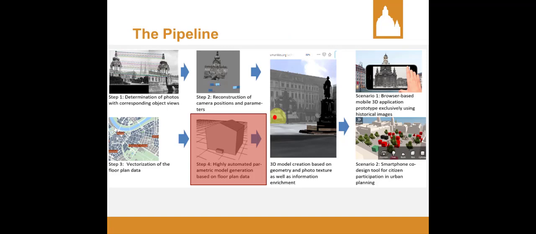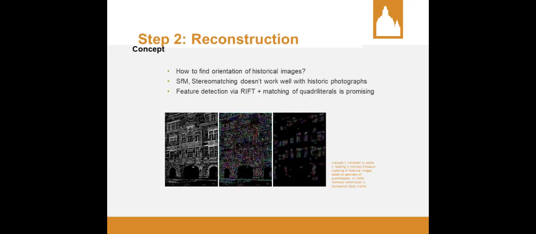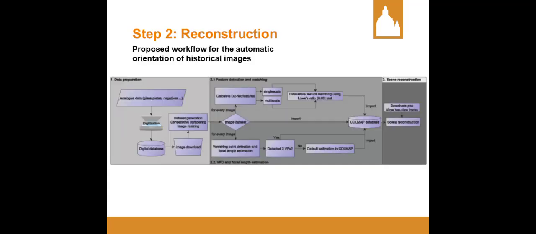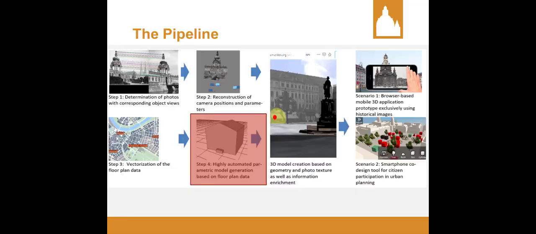Now let's switch to the second step, the reconstruction of camera positions and parameters. So the question is how to find the orientation of historical images. As mentioned before, state-of-the-art tools for contemporary photos do not work well with historical ones. So in our case, we are using a combination of RIFT with a matching of quadrilaterals as a feature-based approach. Let's maybe take a look at the pipeline, and you see that there are several filter options also included here. I will not focus on this very much, but we can talk about this later.